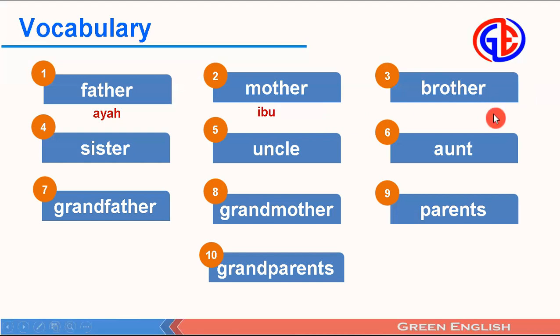Next we have brother. Brother itu in bahasa Indonesia it's saudara laki-laki, ya. Saudara laki-laki, it's your brother. Okay, next we have sister. Sister, that's saudara perempuan. You may have 1 or 2 sisters, or maybe you may have 1 or 2 brothers. Okay, next itu kita punya ada uncle.